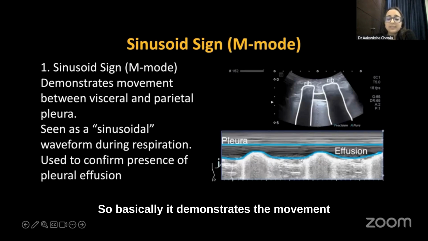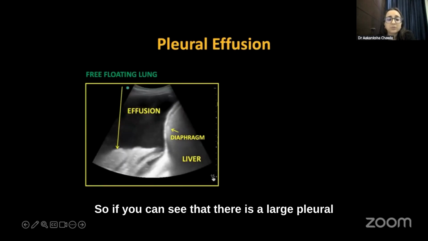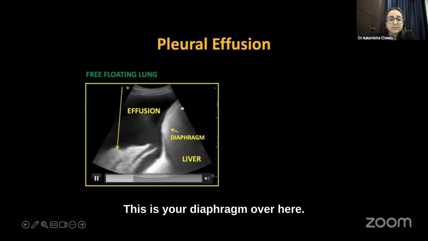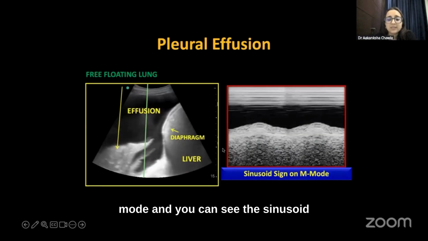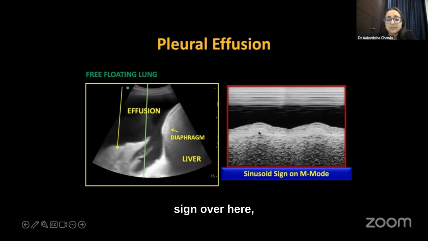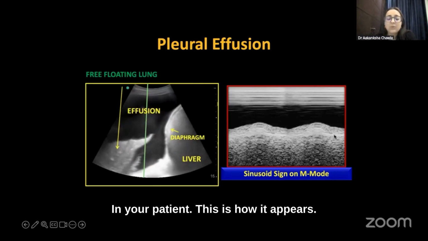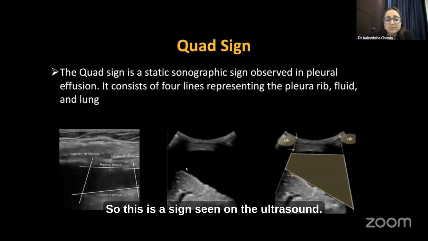So basically, it demonstrates the movement of the parietal and the visceral pleura. So if you can see that there is a large pleural effusion, there's an anechoic free space here. There's your diaphragm over here. The lung is floating over here and in between. And when you put the M mode, then you can see the sinusoid sign over here. This is because of free floating fluid in your patient. This is how it appears. So this is a sign seen on the ultrasound.